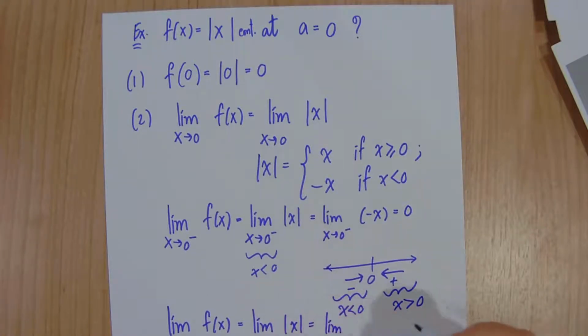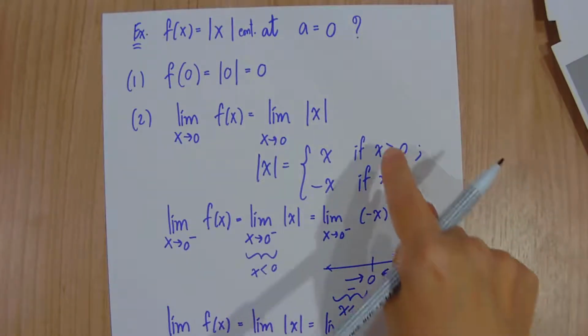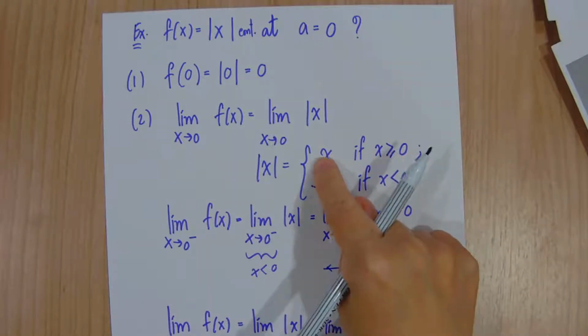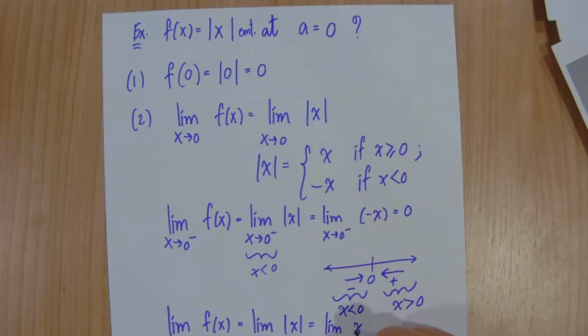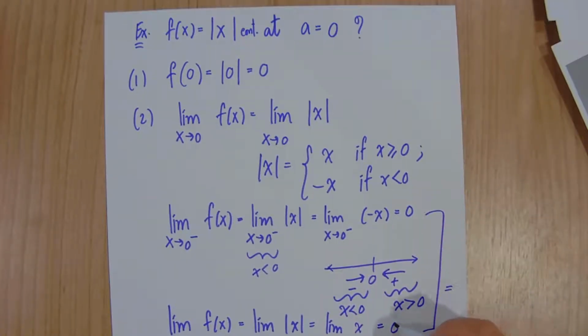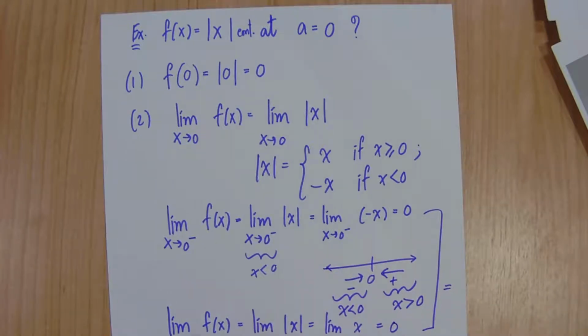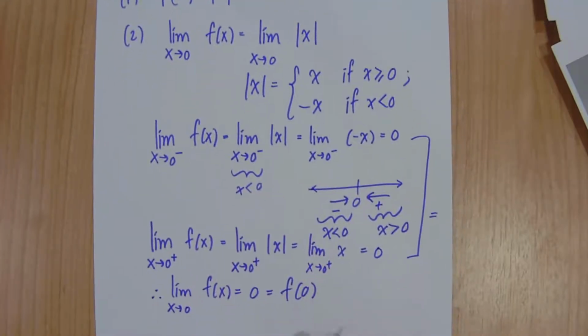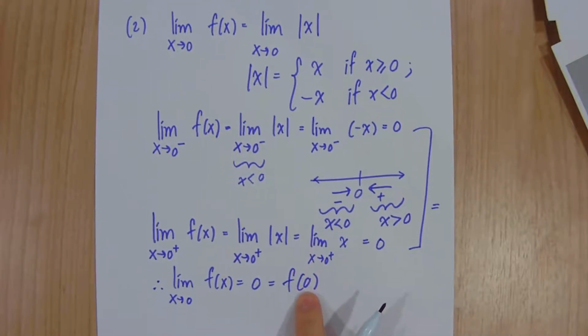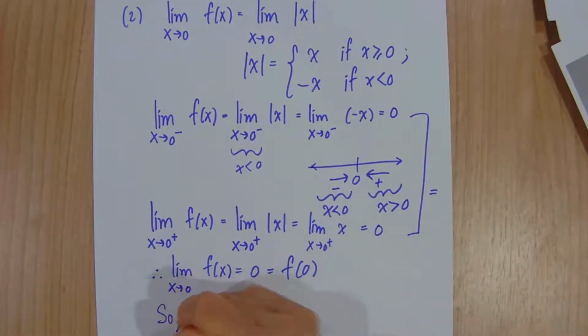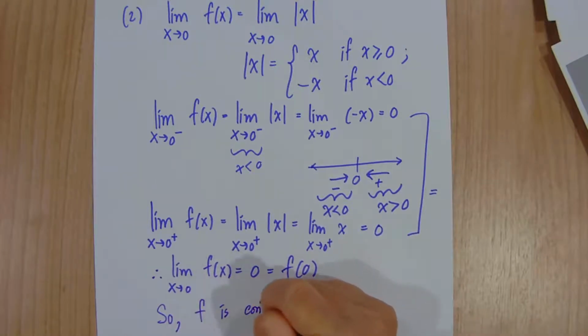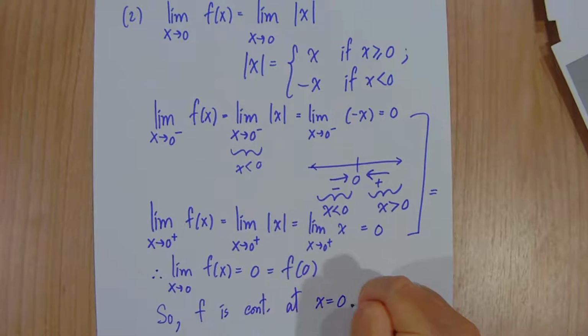So x close to 0 from the right hand side, the value of x is positive. So you choose the above function, which is also 0. So both are equal. Then we can conclude that this limit, 0, is also equal to the value of the function. So f is continuous at point x equals 0.